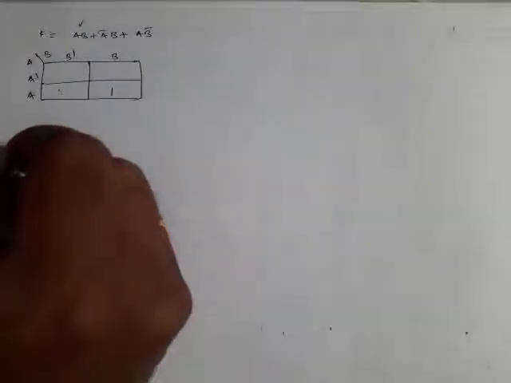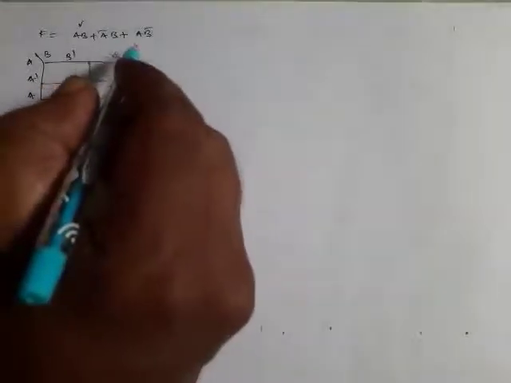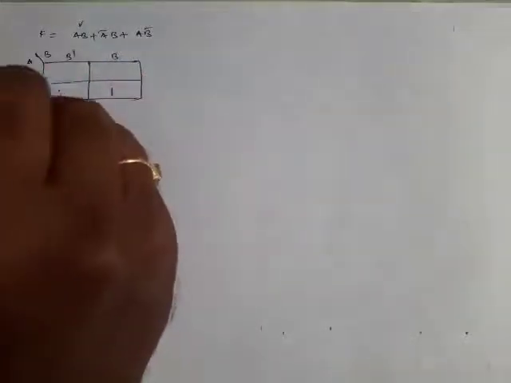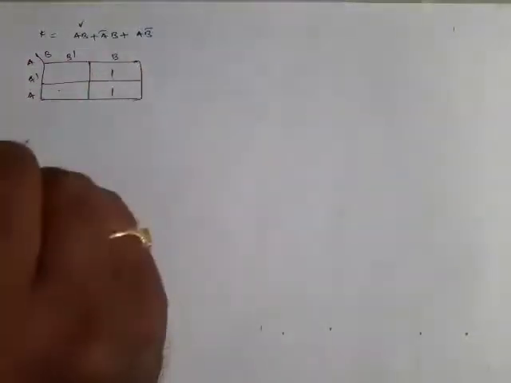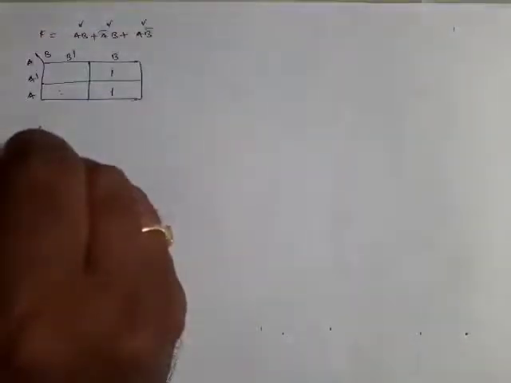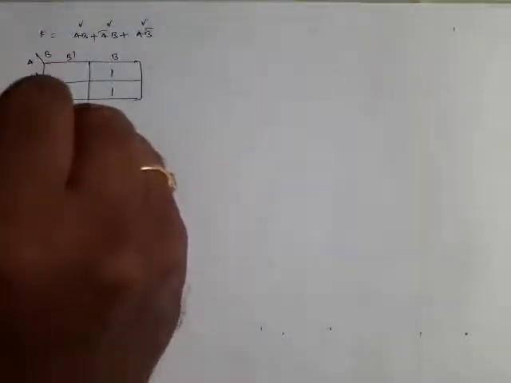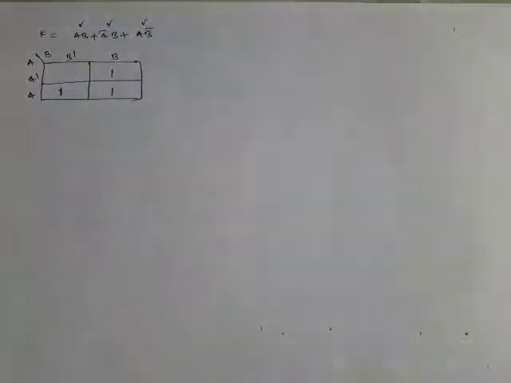Similarly, also enter the other minterms that the function contains on the K-map. So a bar b means first row second column, so enter a 1 into this, and next the last one is a b bar. A b bar means a for the second row, b bar is for the first column. So this cell represents the third minterm, a b bar. So this is how we represent a function using a K-map.